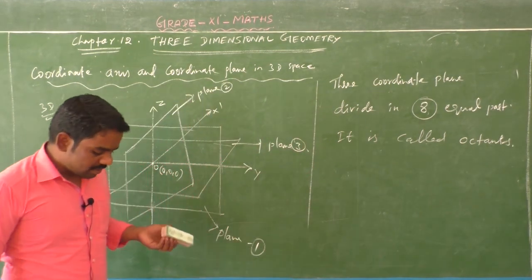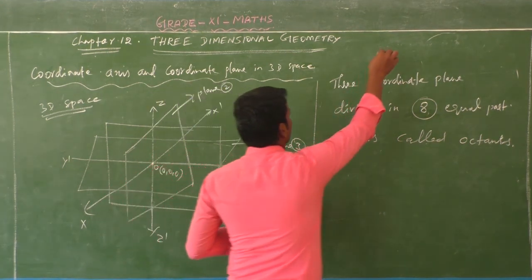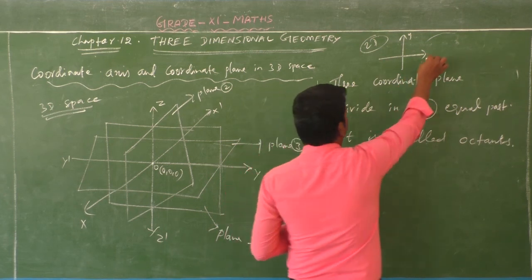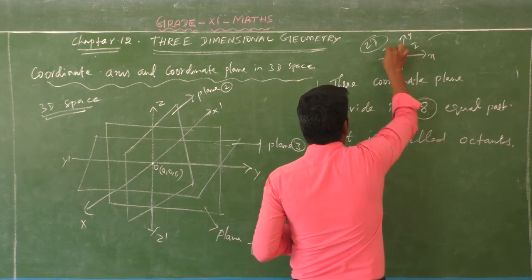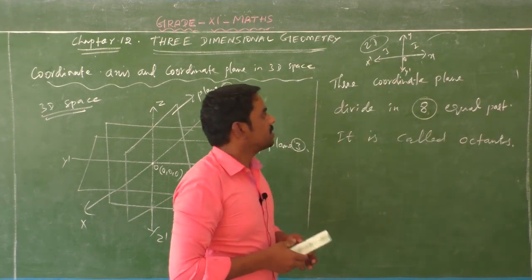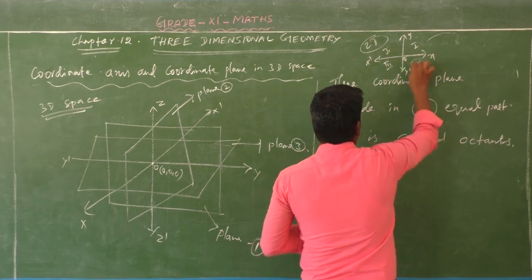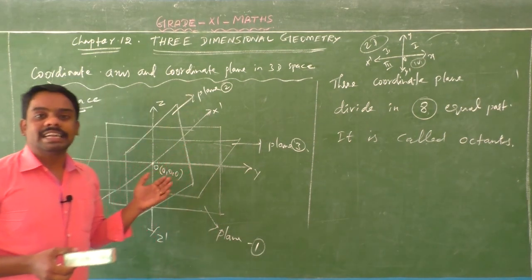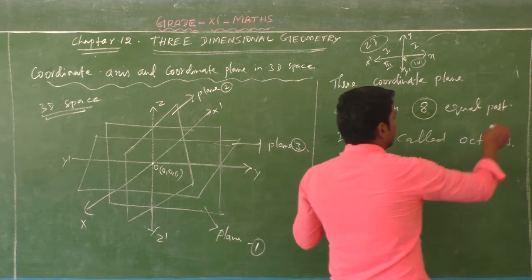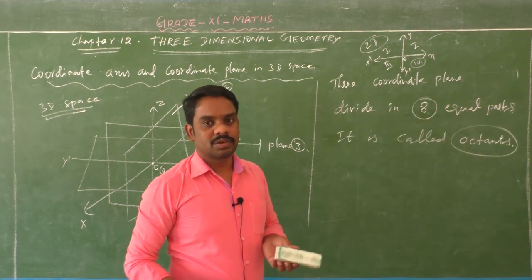You know, in two-dimensional space there are 4 quadrants, since the X axis and Y axis are perpendicular to each other. First quadrant XOY, second quadrant YOX dash, third quadrant X dash OY dash, fourth quadrant XOY dash. Only 4 quadrants here. But the 3 coordinate planes intersect, so they divide space into 8 equal parts. These parts are called octants.